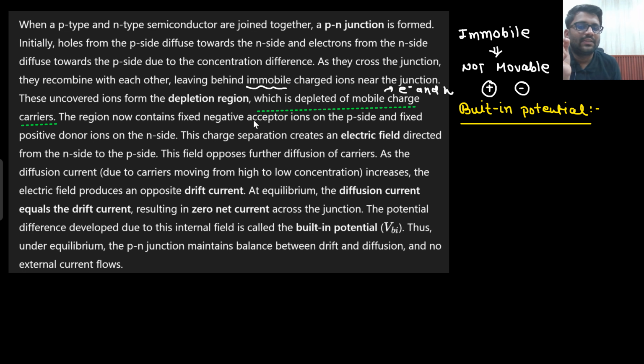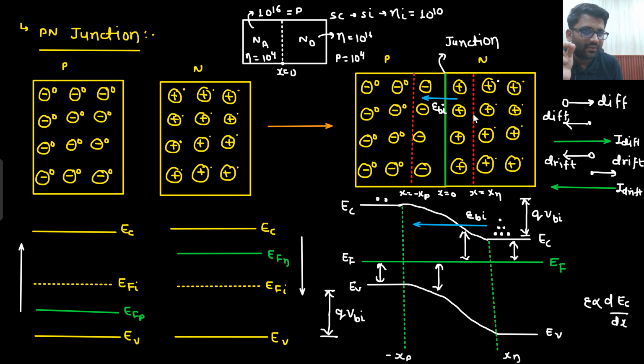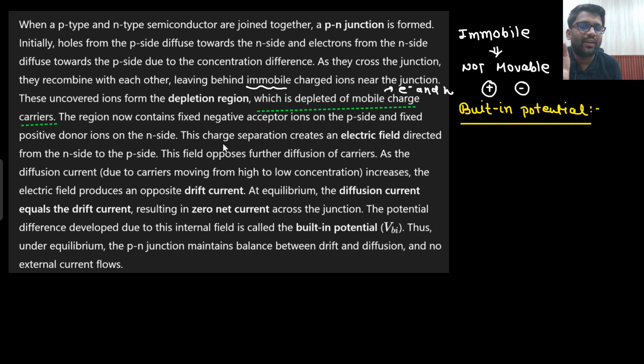Now this region contains a fixed negative acceptor ion on the p side, and a fixed positive donor ion on the n side.